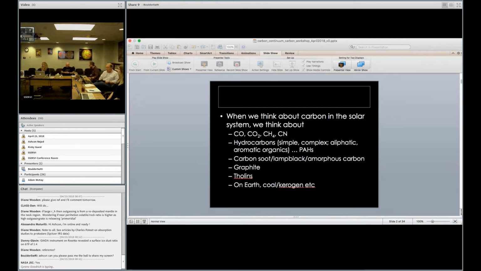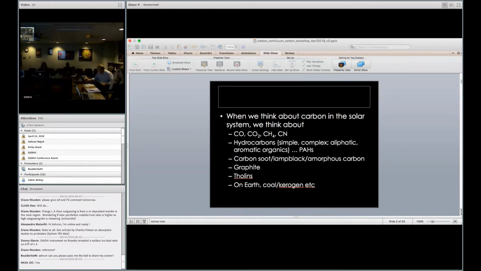Generally, when we think about carbon in the solar system, at least I typically think about CO and CO2 and methane and so forth, and then hydrocarbons and the wide class of organics and PAHs, and then carbon soot, amorphous carbon, lamp black, however you might want to call it, and graphite and tholins. And then on Earth, we have analogous types of things like coal and kerogen.